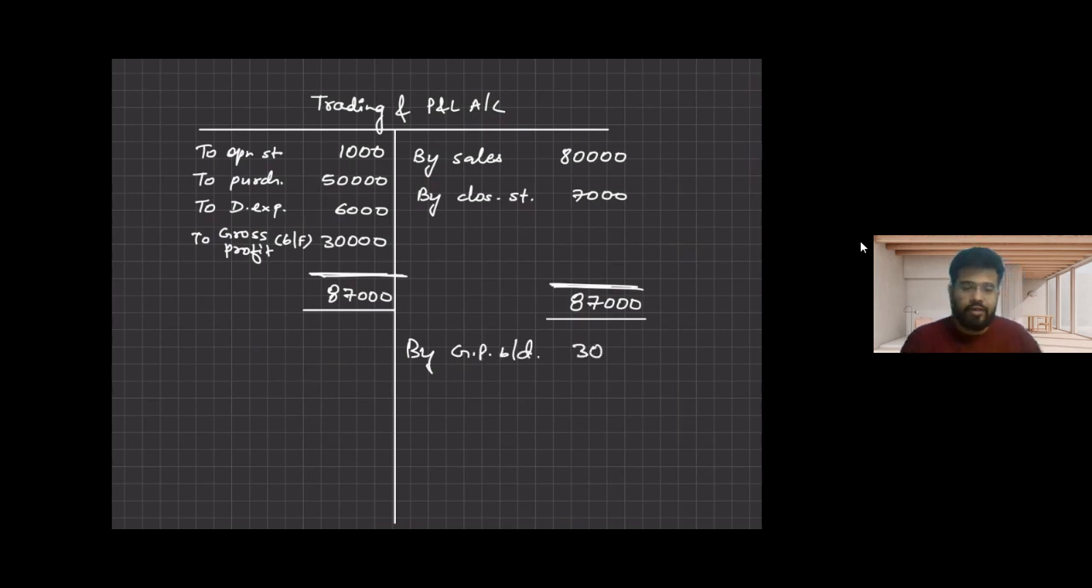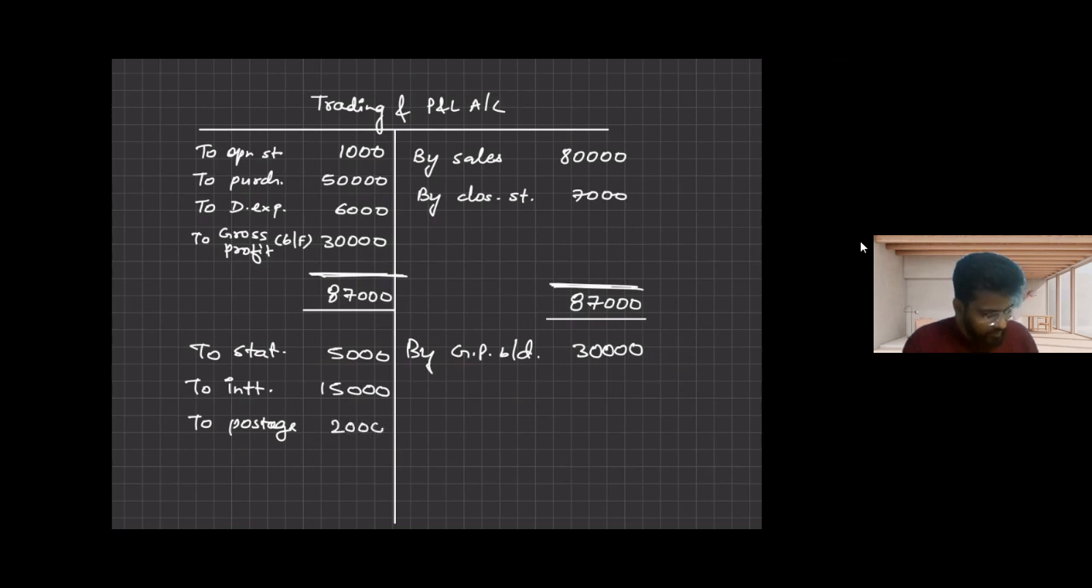And then we will write all the expenses on your left hand side, that is on the debit side. So for example, we have some stationery expenses of 5,000. We have interest expenses of 15,000. Postage of 2,000, and balancing we have the net profit.